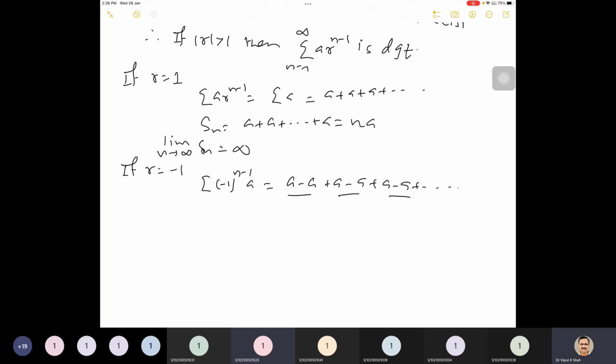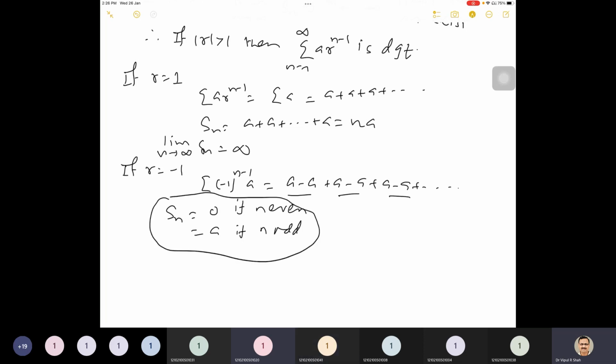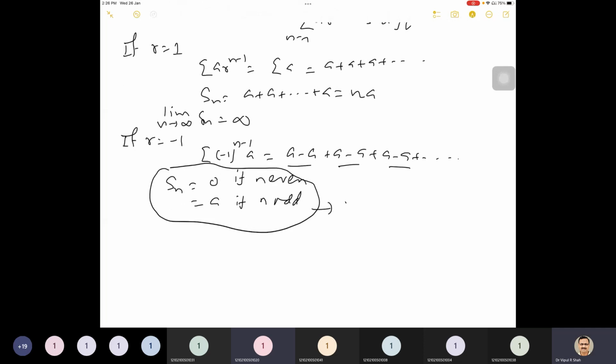So here Sn gets two values: Sn is either 0 or a. Yes or no? Then Sn does not converge and is called oscillatory, like the sequence minus 1, 2, minus 3, 4, minus 5, 6. That is oscillatory. So Sn is either 0 or a. That is oscillatory, and any oscillatory sequence never converges. So the limit does not exist.